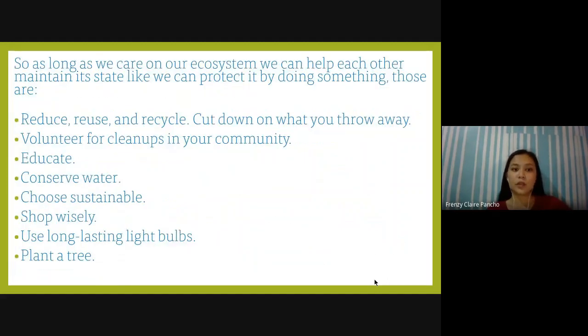So as long as we care for our ecosystem, we can help each other maintain its state. We can protect it by doing something. Those are reduce, reuse, and recycle. Cut down on what you throw away. Volunteer for cleanups in your community. Educate, conserve water, choose sustainable, shop wisely, use long-lasting light bulbs, and plant a tree.